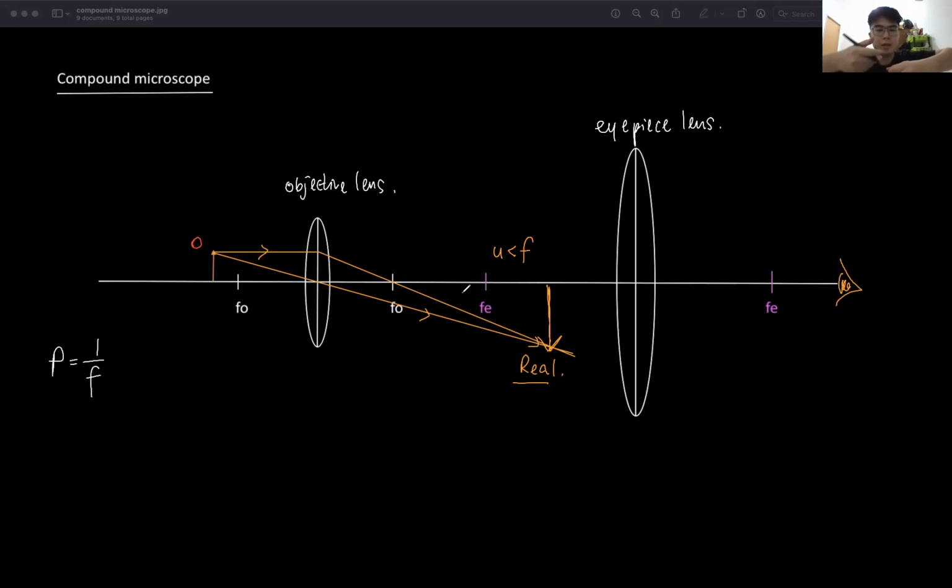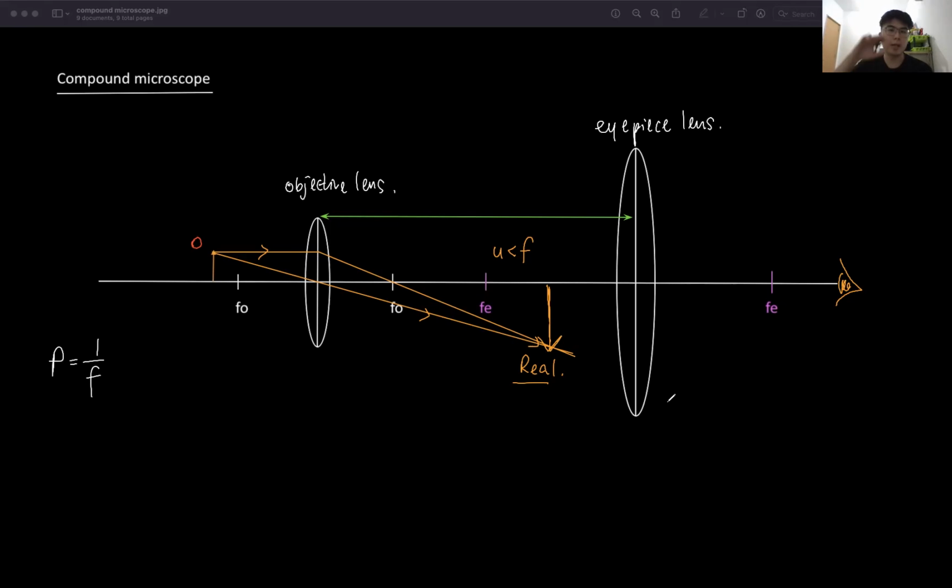Okay? And this actually, you can adjust it. There's this knob you can turn and you extend or you contract the microscope. So actually, you are adjusting the distance between the objective and the eyepiece. You have to adjust it to make sure the image is inside, less than the FE. Okay? So now from here, what do we do next?